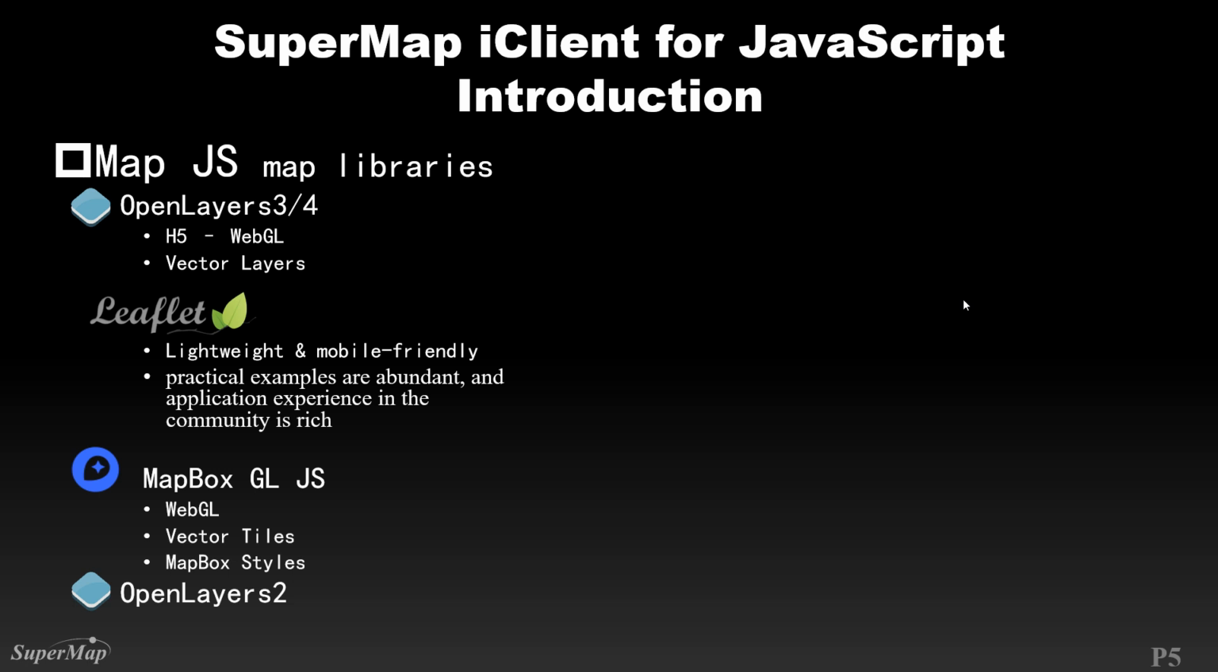Based on the Leaflet library, iClient for Leaflet is a lightweight and portable mobile development library. As a practical example, the online map services provided by Mapbox are vector tile map services, which are rendered on the client side for presentation, and map style setting is more convenient compared to the traditional map tile services.